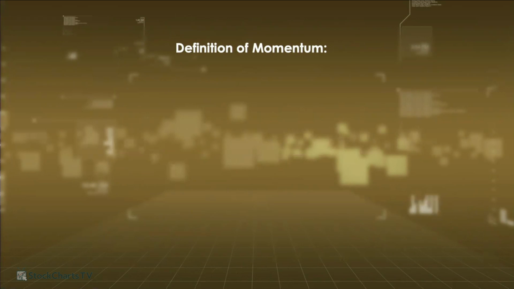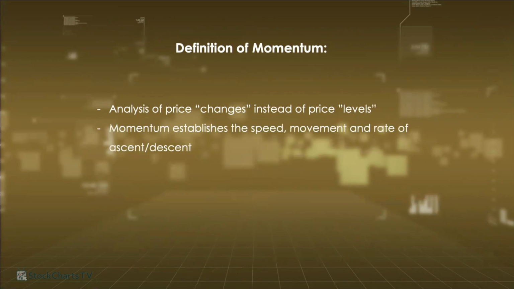Let's go ahead and start with our definition. So momentum really is as simple as this. It just analyzes the changes in price instead of levels. It's just right up there: what's the change from yesterday to today? What's the change between last week and this week? And that's technically what the definition of momentum really is. And so momentum gives you the speed, the movement, and the rate of ascent or descent.